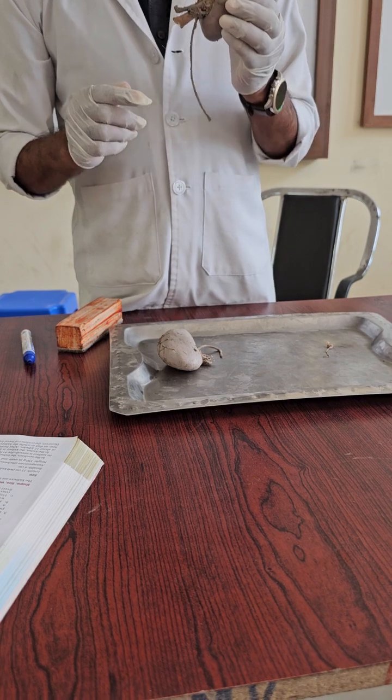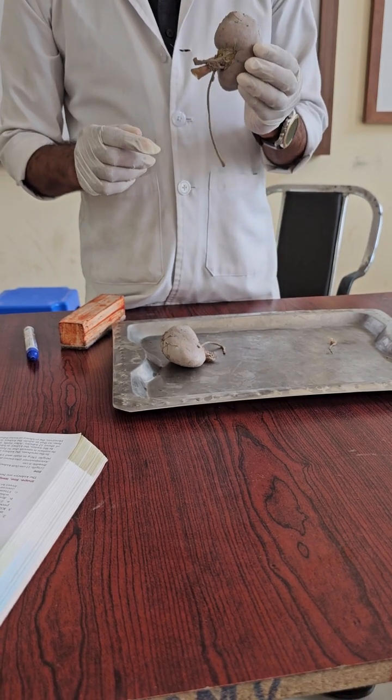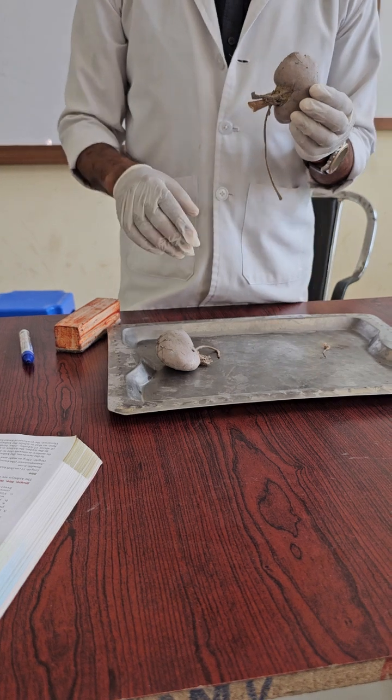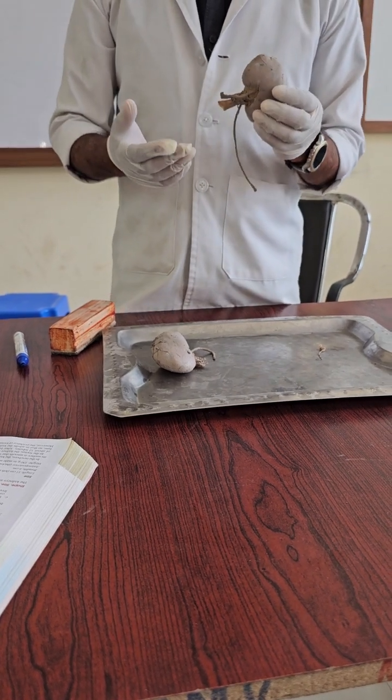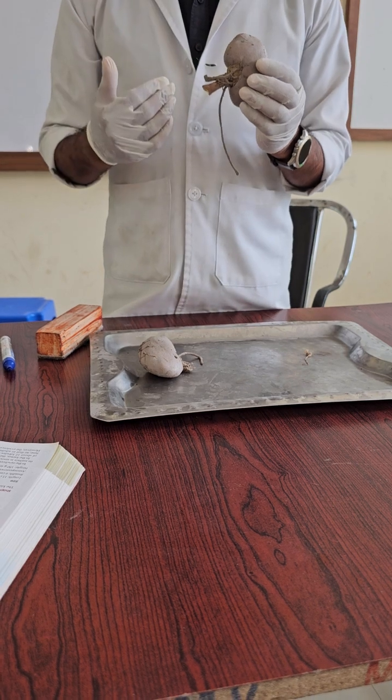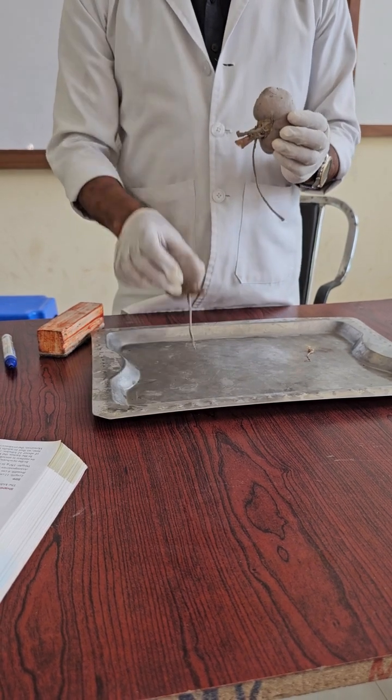Weight: it is 150 grams in the male and 130 to 135 grams in the female. Location: as I said, it is a retroperitoneal structure. It is in the posterior abdominal wall, on both sides of the vertebral column.